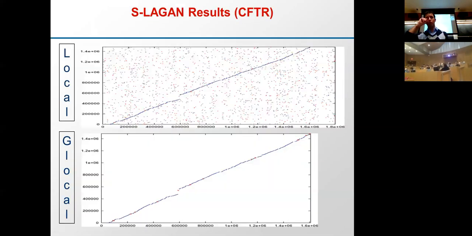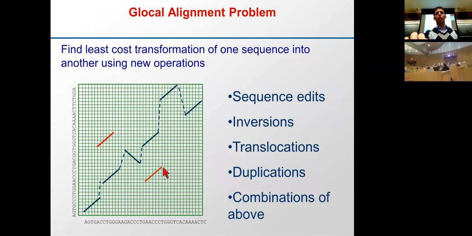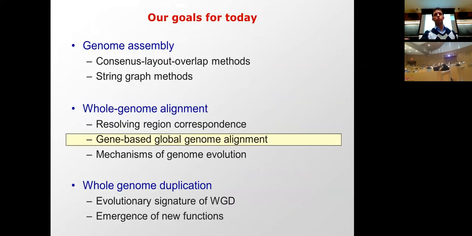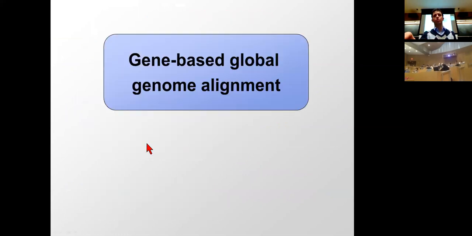So that's working at the nucleotide level to carry out the full set of alignments. But there are a lot of events that can happen at the nucleotide level that might be much less constrained than in protein coding regions. One other strategy might be to simply focus on the coding regions. So what you can do is a gene-based global genome alignment.